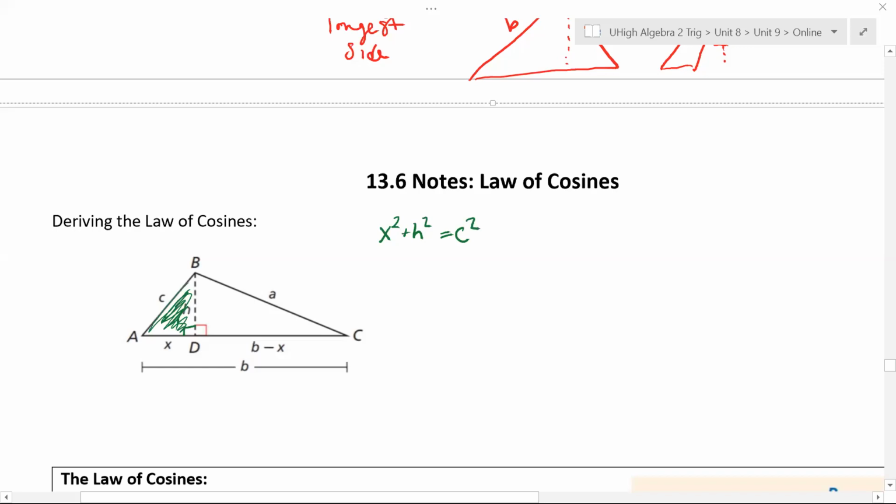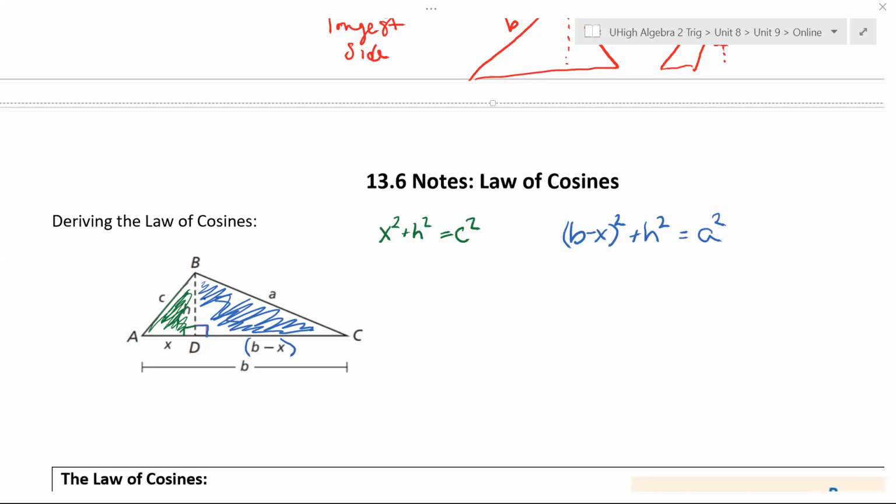So we know that x squared plus h squared equals c squared. Okay, and what about this other triangle over here on the right side? Well, again, it's a right triangle. This one's a little bit different, because we know that (b minus x) squared plus h squared equals a squared. So I want to take a look at how these two relationships can help in solving this triangle.